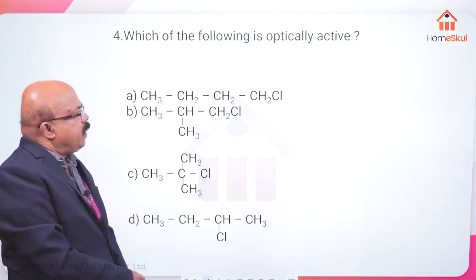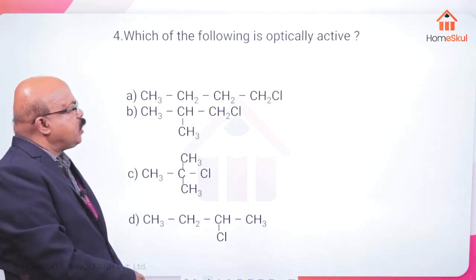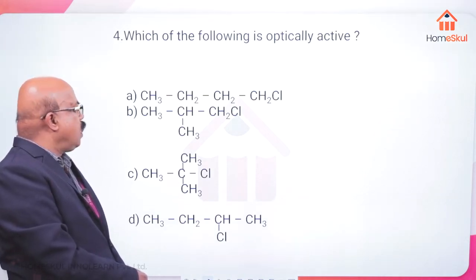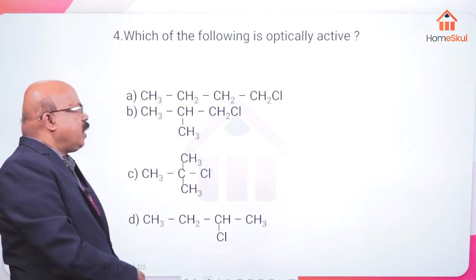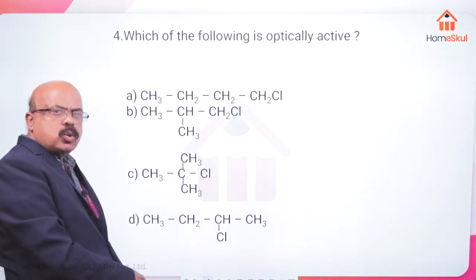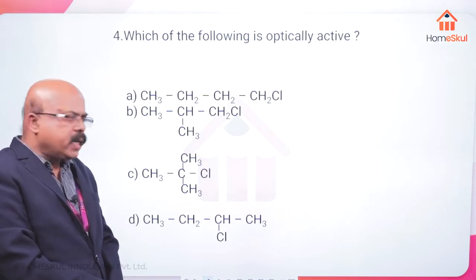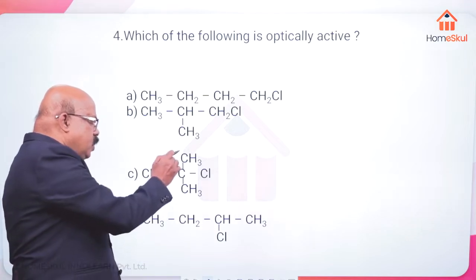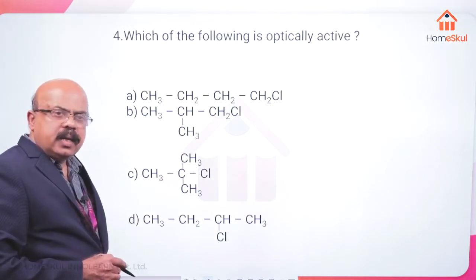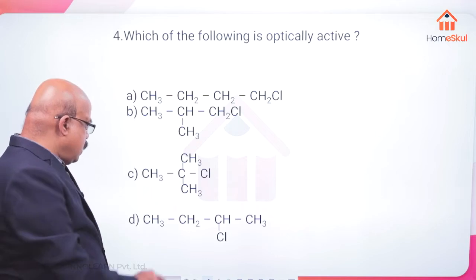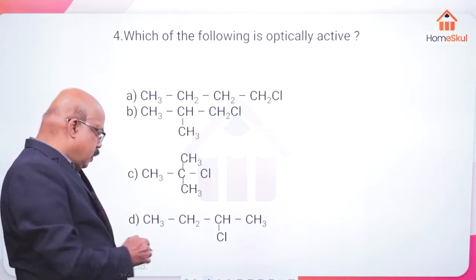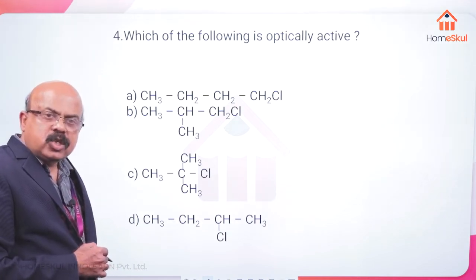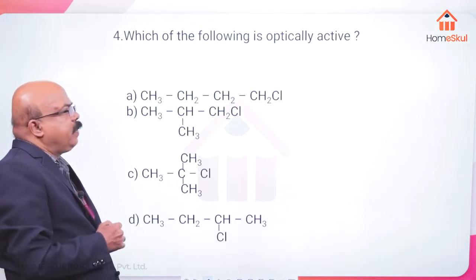Option A, CH3CH2CH2CH2Cl, that is 1-chlorobutane. Second one is option B, (CH3)2CHCH2Cl, that is isobutyl chloride. Option C, (CH3)3CCl, that is tertiary butyl chloride. And the last option is CH3CH2CHClCH3, that is secondary butyl chloride.